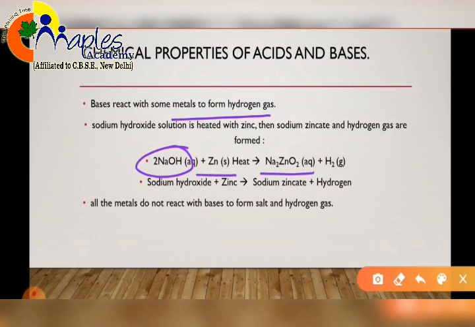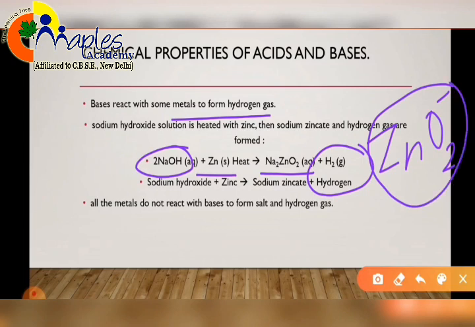We are getting Na2ZnO2, that is a salt, sodium zincate, and here hydrogen gas is evolving, right? The main thing that needs to be noted here is that the zincate ion, ZnO2, is the negative part that is forming through this reaction, right?